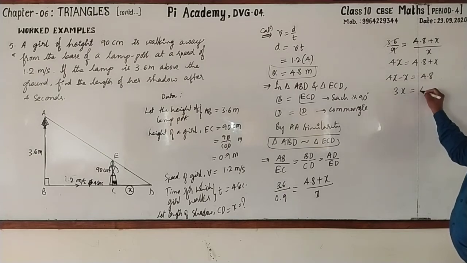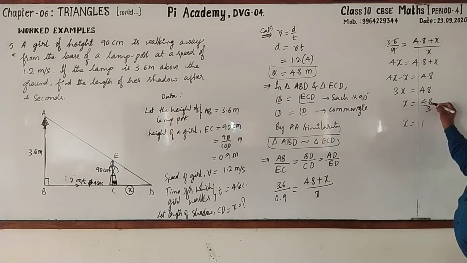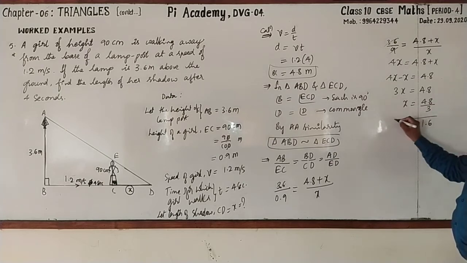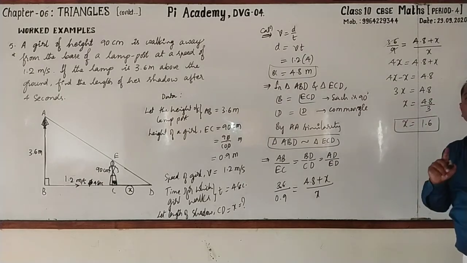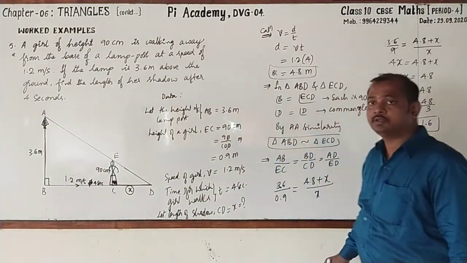This is 3x is equal to 4.8. X equal to 4.8 by 3. 3 1s are 3, 1 will remain, it becomes 18. 3 6s are 18. X equal to 1.6. That is the length of the shadow of the girl.